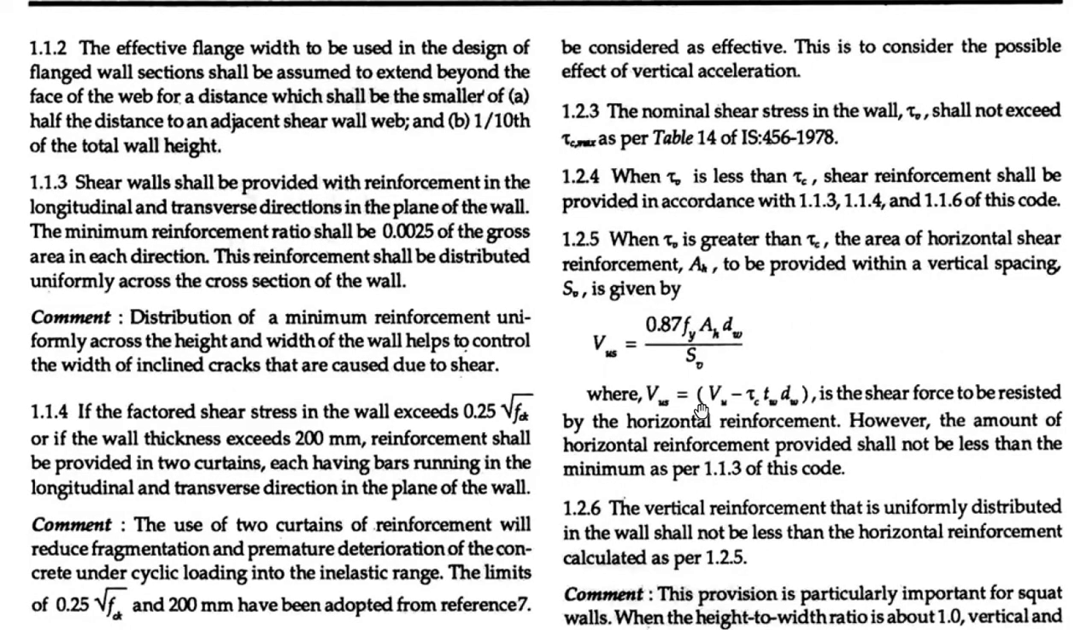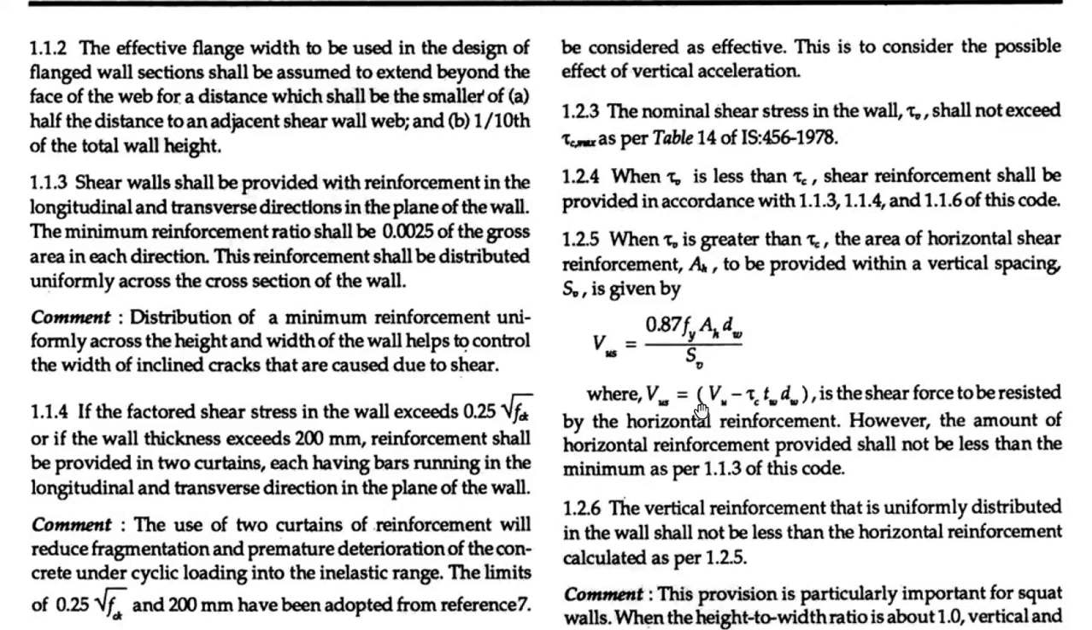And the nominal shear stress in the wall τv shall not exceed τc max as per Table 14 of IS 456, similar to other RC structures. When τv is less than τc, shear reinforcement shall be provided in accordance with 1.1.3, 1.1.4 and 1.1.6 clauses of this code.